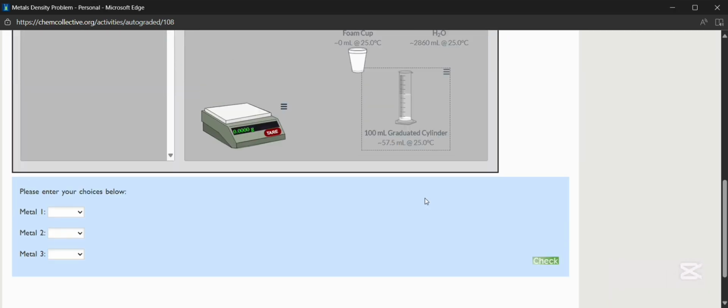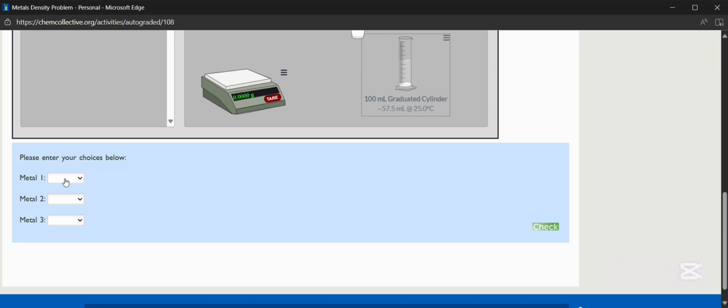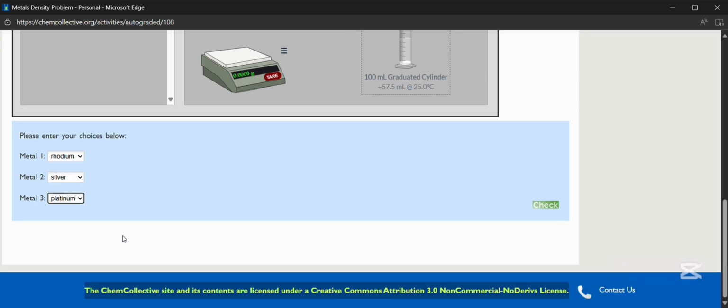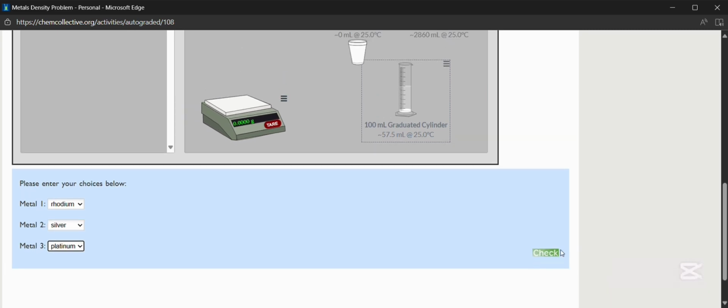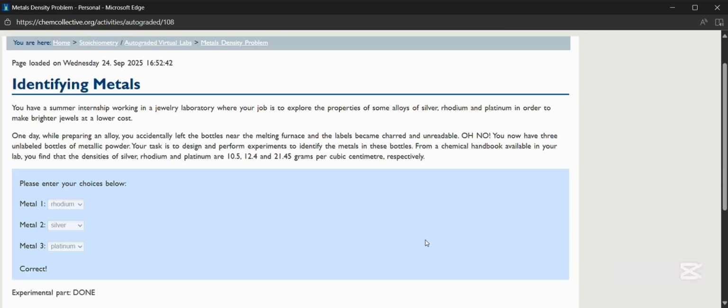So with this information, we can now write it here. Our first was radium, our second was silver, and our final was platinum. So we could check, and it is well done. We have completed this experimental lab. Thank you.